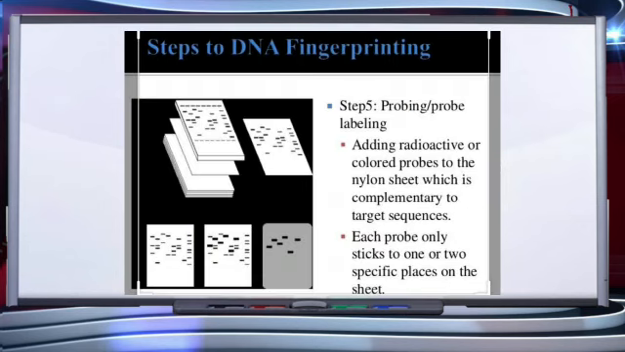The fifth step of this technique is probing or probe labeling. Adding radioactive or colored probes to the nylon sheet, which are complementary to target sequences. Each probe only sticks to one or two specific places on the sheet.